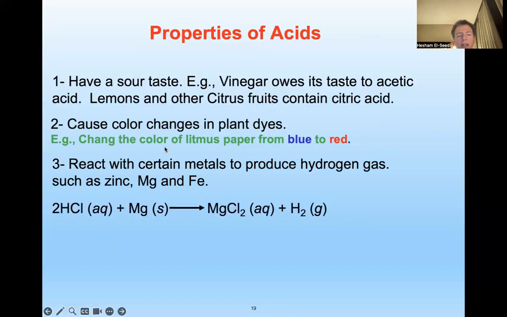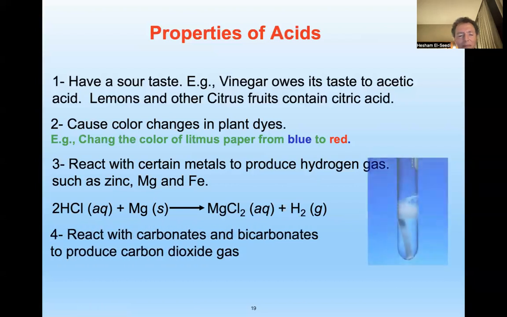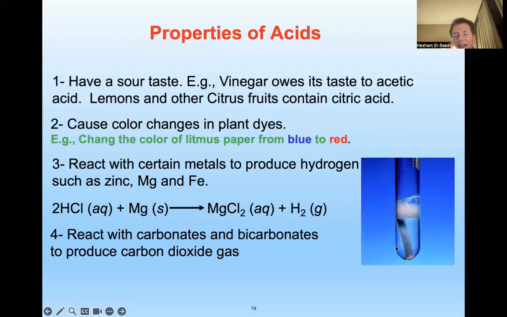For example, if you take HCl, why is it an acid? Because it changes litmus paper from blue to red and it donates hydrogen. If you react it with magnesium, you will see hydrogen gas is evolved. So it donates hydrogen, and magnesium will react with chloride to give magnesium chloride, right? And here is a reaction. If you make the reaction, you will see the hydrogen gas.